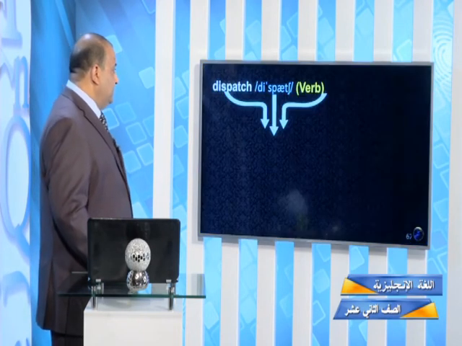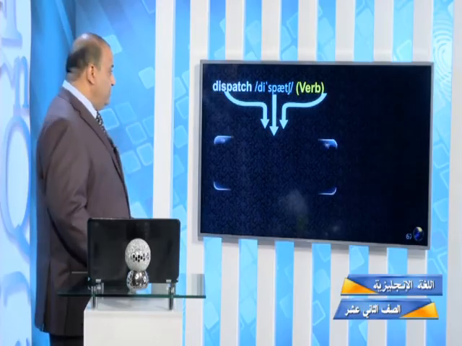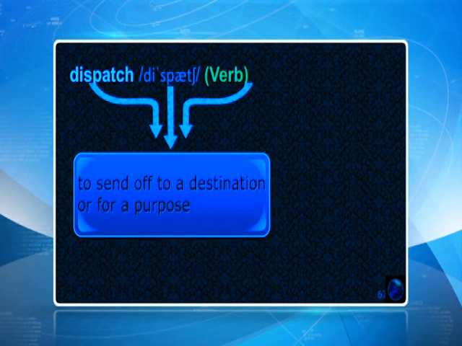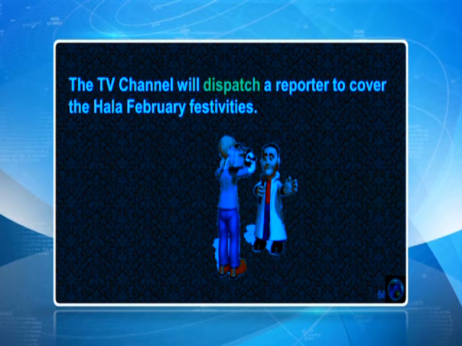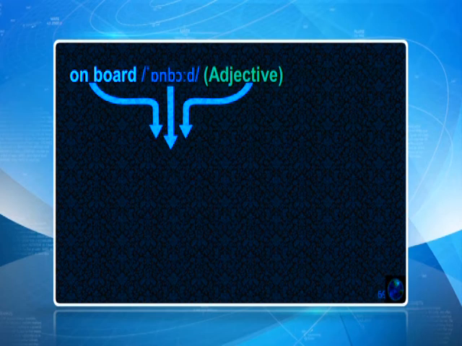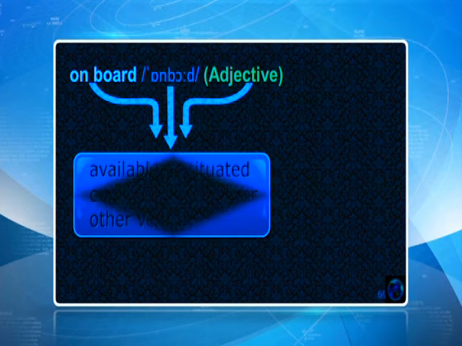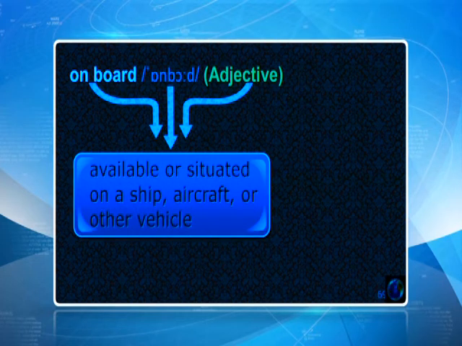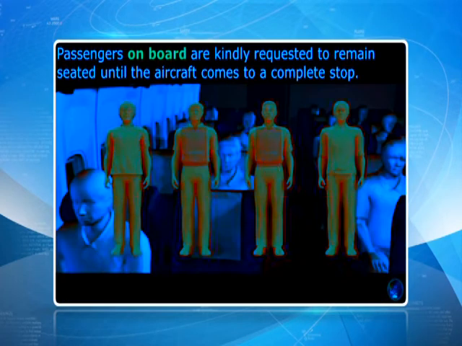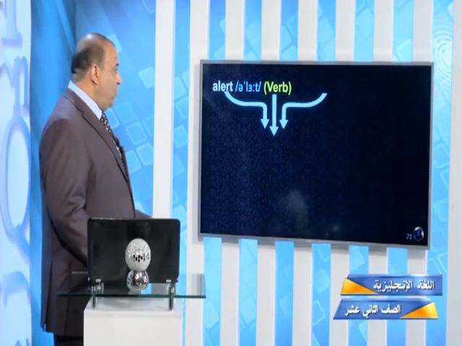The first word is dispatch. Dispatch is a verb, which means to send off to a destination or for a purpose. For example, the TV channel will dispatch a reporter to cover the Hala February festivities. The following word is an adjective. It consists of two words, on board. On board means available or situated on a ship, aircraft, or other vehicle or vehicles. For example, passengers on board are kindly requested to remain seated until the aircraft comes to a complete stop. So people who are on board.